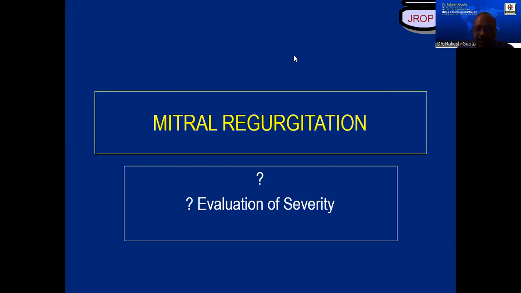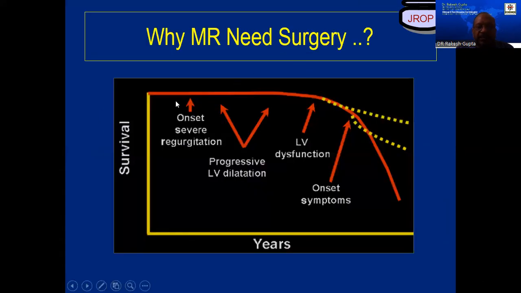Why is evaluation of severity important? This is a graph for evaluation of the severity of mitral regurgitation: onset of severe regurgitation, LV dilatation, dysfunction, and then onset of symptoms. In the earlier phases the cumulative survival is much better, but with development of symptoms, the cumulative survival goes down dramatically. So we have to pick up these people at a much earlier phase, when there is severe regurgitation and the LV starts dilating, before it becomes dysfunctional. Once it becomes dysfunctional, obviously the person develops dyspnea and other features of congestive cardiac failure.